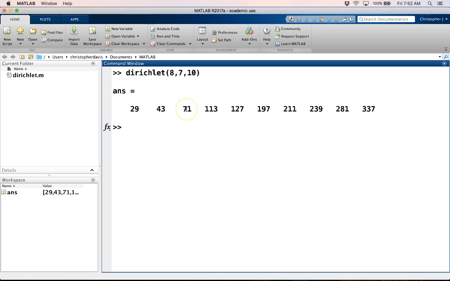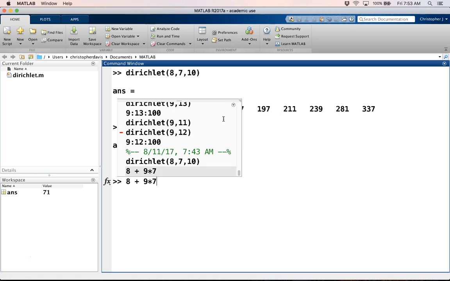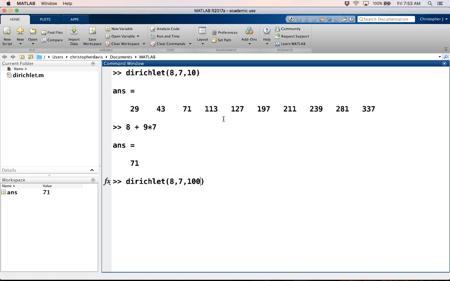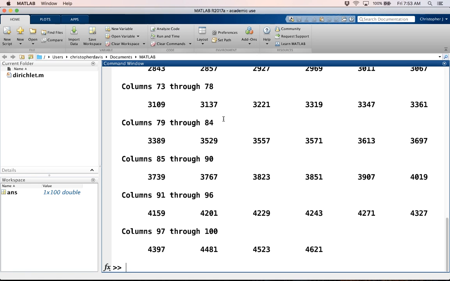So, for example, is 71 of the form 8 plus 7 times x? Okay, well, let's think about it. What's 71 minus 8? It's 63. So yeah, if I do 8 plus 9 times 7, then I get this 71. And if I look at this vector, it really is length 10. And if I wrote my function well enough, I can do it very efficiently. Like there, I quickly found 100 primes in this arithmetic progression.